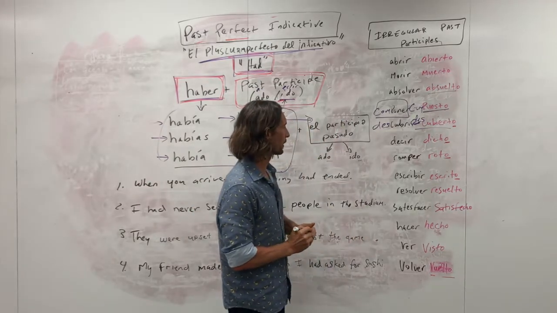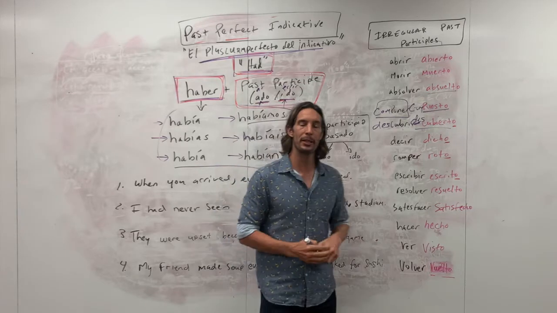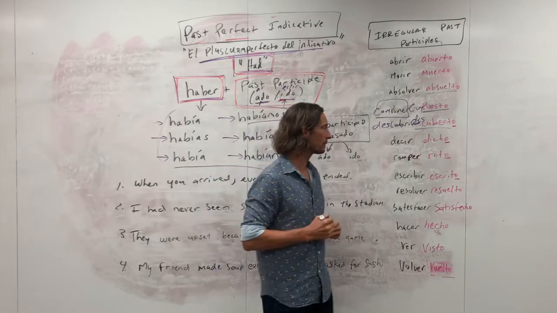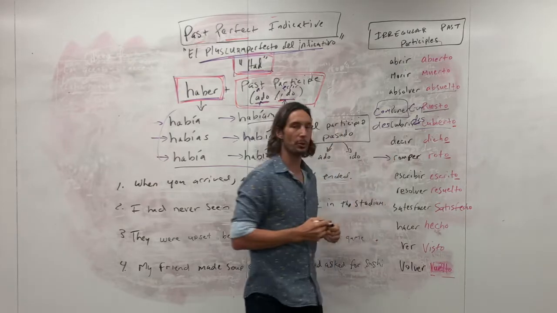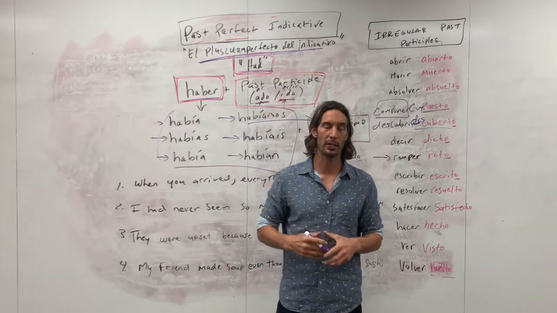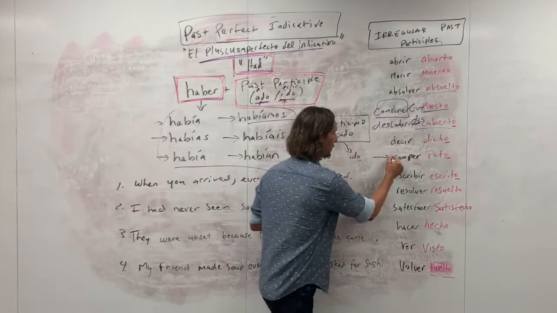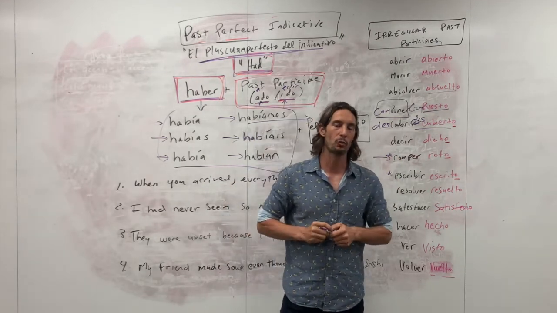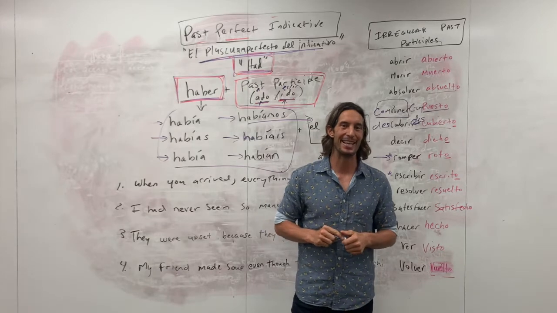Anyways, moving along. Decir means to tell or say. Its past participle is dicho. Romper is to break, and its past participle is roto. I'm going to put a little asterisk right there, and I'm going to put it right here too. Escribir is to write, and its past participle is escrito.